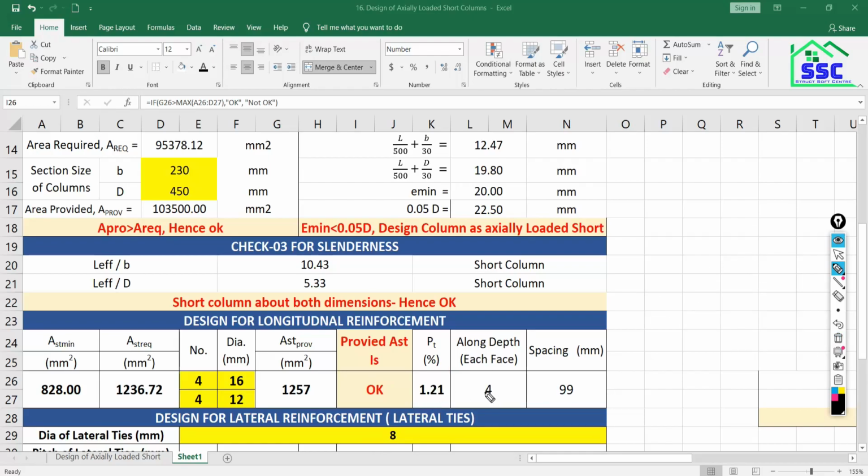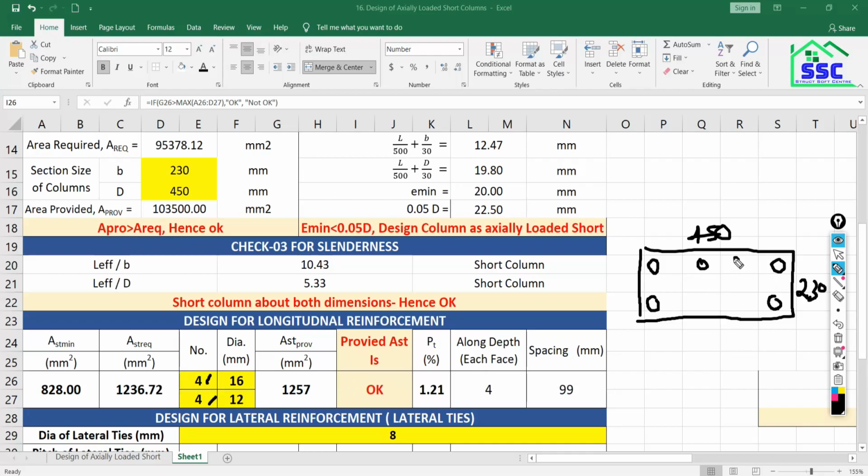Next is what? How many bars are there along the depth of the column? Let's say in plan view, this kind of view of the column will be there, that is 230 by 450. So 8 bars are there. How am I going to place these bars? 16 here. Always the larger diameter bars will be on the outer side. Remember, always on the outer side, and the smaller diameter bars will always be on the inner side.